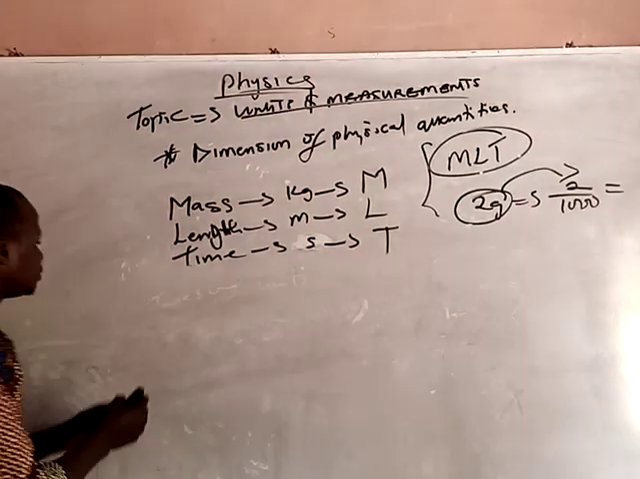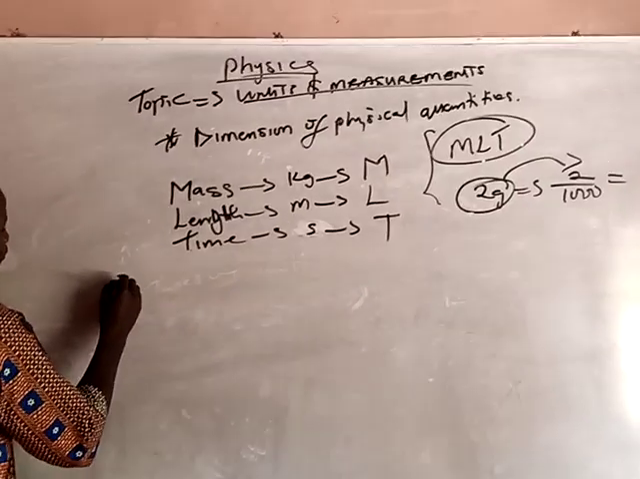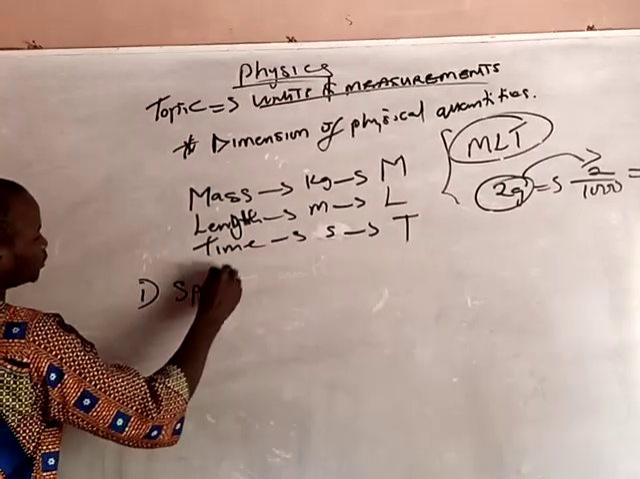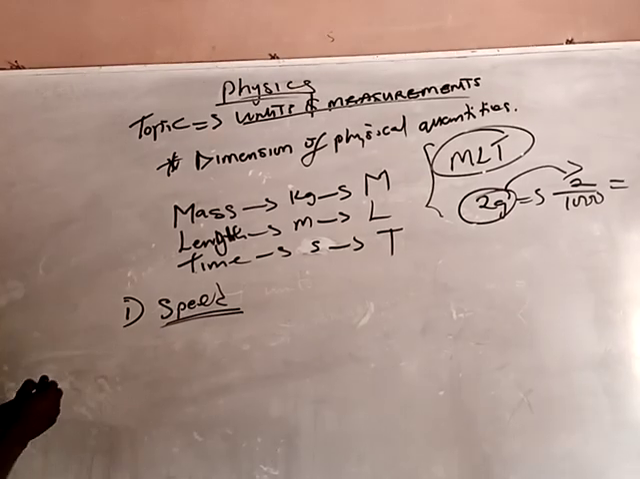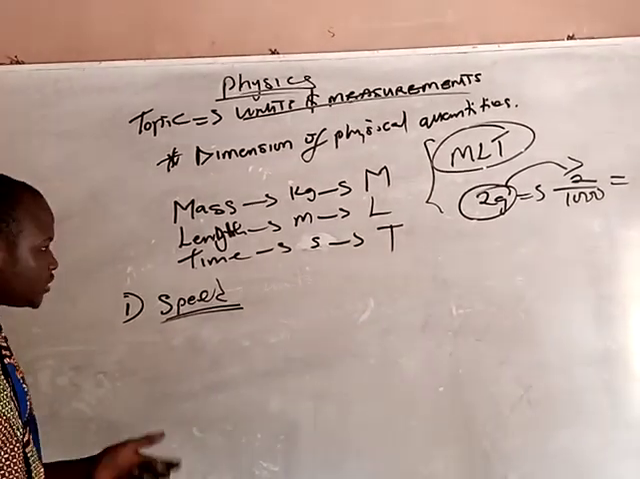Let's go back to our dimension. Now, number one, let's talk about speed. Can we find the dimension for speed? Yes, we can do it.